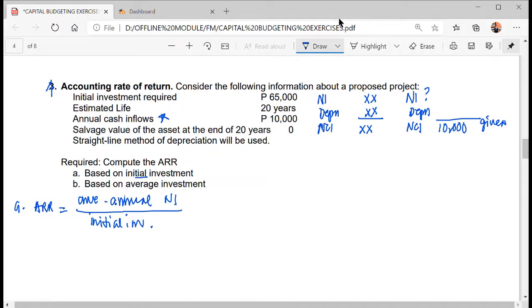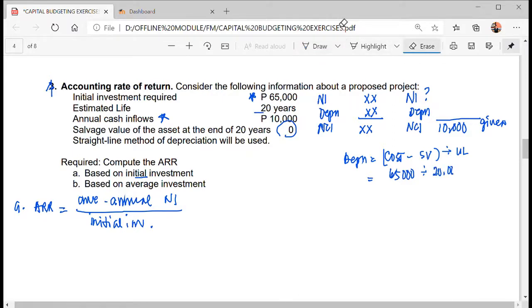So again, how do we compute the depreciation? That's cost minus salvage value, and then you divide by the useful life. Our cost here is 65,000. There is no salvage value, so it is 0. The life is 20 years. So 65,000 divided by 20 years, 65 divided by 20, so every year the depreciation is 3,250.